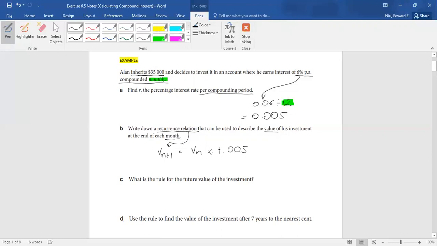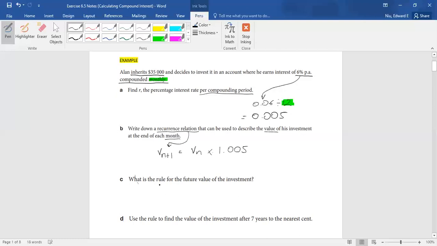So remember, without the 1, you just find the interest. With the 1, you figure out the bank's value and not just the interest. Okay, so that's where that 1 comes from. Don't forget it. It's pretty critical. It's a common error.